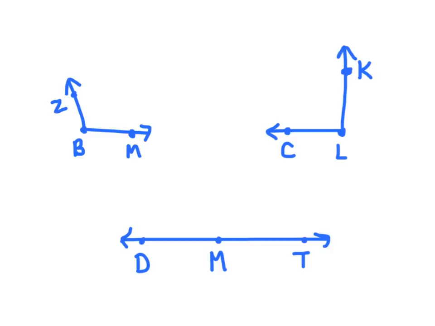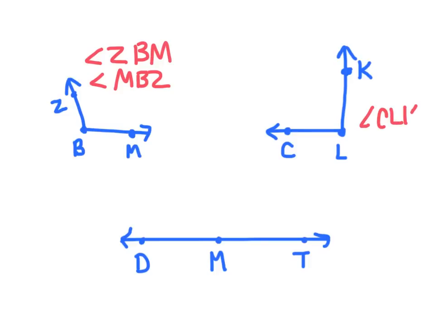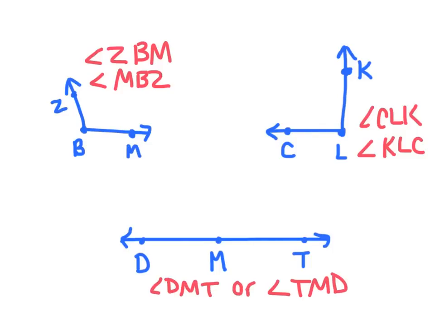Couple more examples that are not on your note sheet, but just to give you a visual here. This first one could be called angle ZBM, or angle MBZ. I could go that way or that way. My next one could be angle CLK, or angle KLC. And this last straight angle here could be angle DMT or angle TMD. Any one of those ways are acceptable. You just have to make sure again that your vertex is that middle letter for the name.